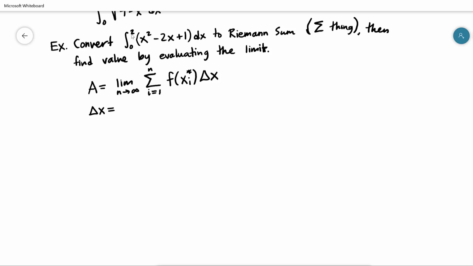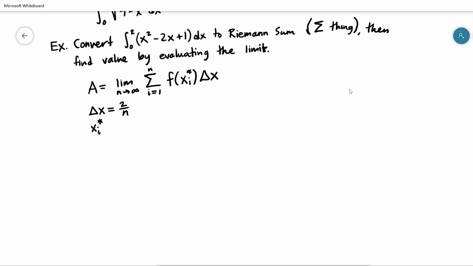So that's the total distance, and we're trying to divide it up now into n total rectangles. So the width of each one of those little rectangles is going to be the total distance, which is 2, divided by n, the number of rectangles. So this is simple. This is just 2 over n. There's our delta x.